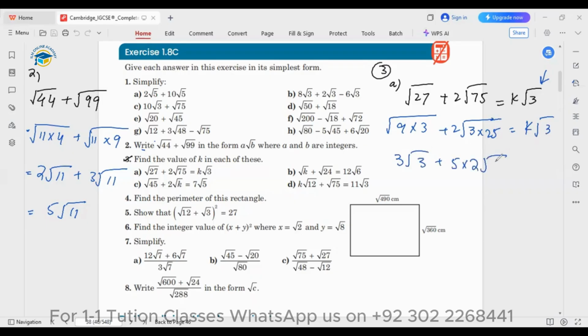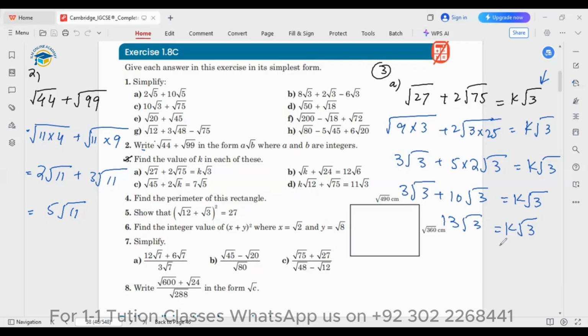And here as well 5 is a perfect square, along with that 2 was outside. So 5 times 2 and square root 3. So here k square root 3 we can keep as it is. So now simplify this: 3 square root 3 plus 10 square root 3. On the other hand, we have k square root 3. So 10 plus 3 will be 13 square root 3, and this will be k square root 3.